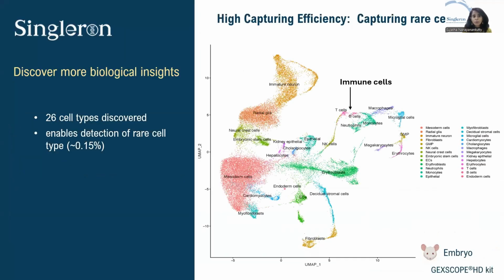And so what are you looking for when you're doing single cell work? How do you know that your setup is going very well? You're capturing rare cell types in your sample. Here, if you look at a UMAP, like I mentioned, you can see that you pick up even immune cells in an embryo, which are a very small population that you can see here. So this means that the capturing efficiency of this kit is really high.